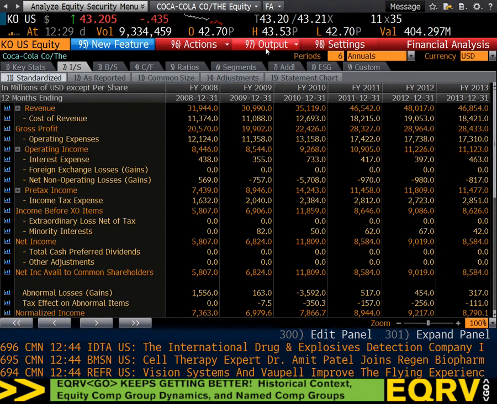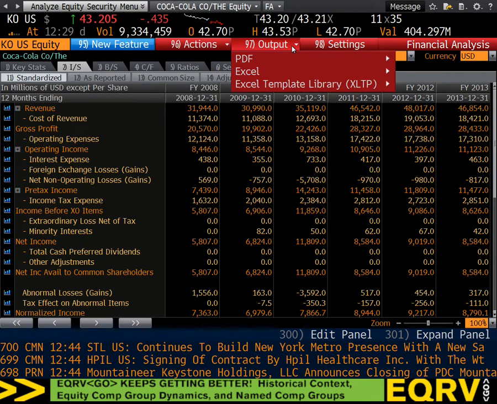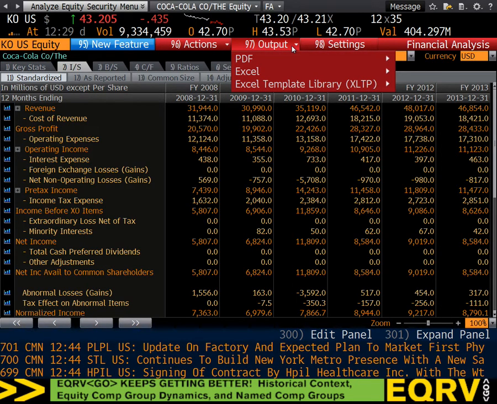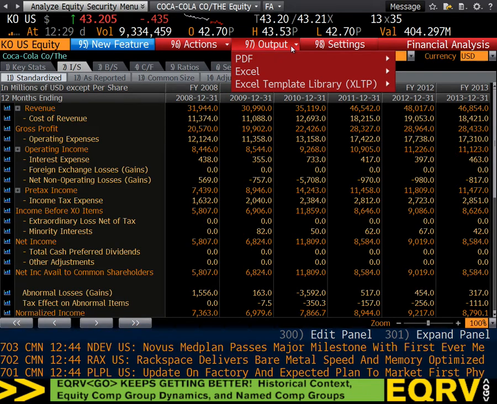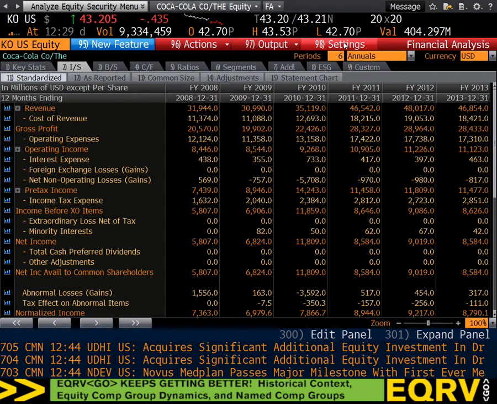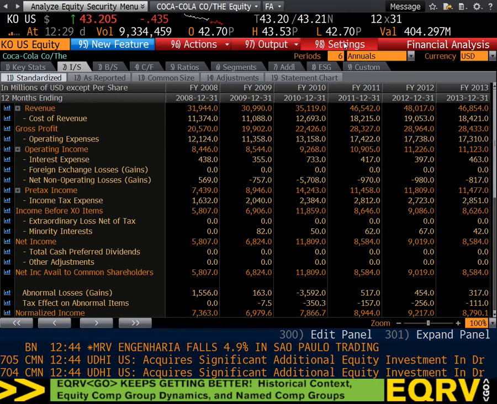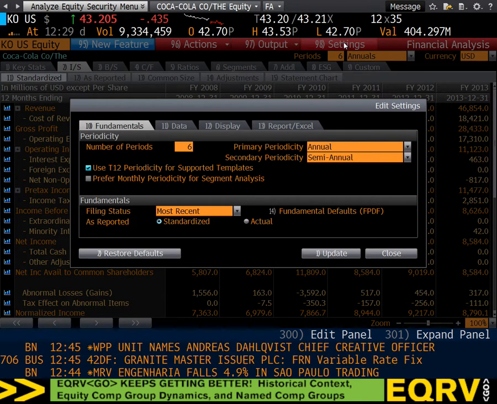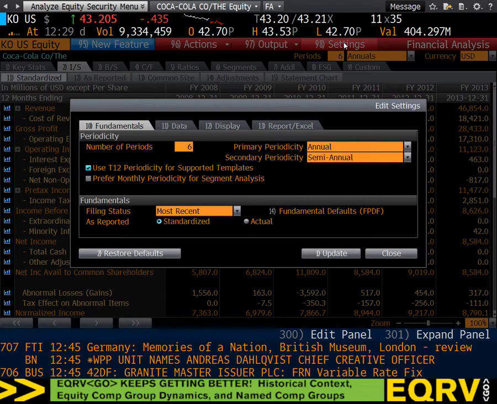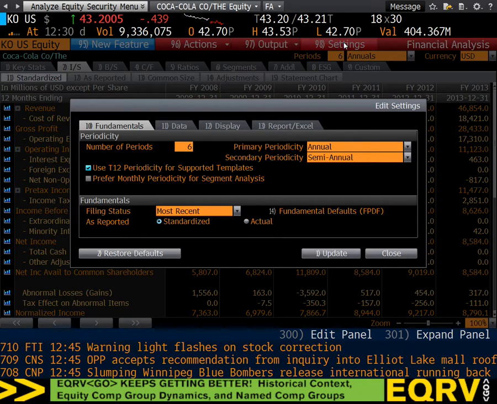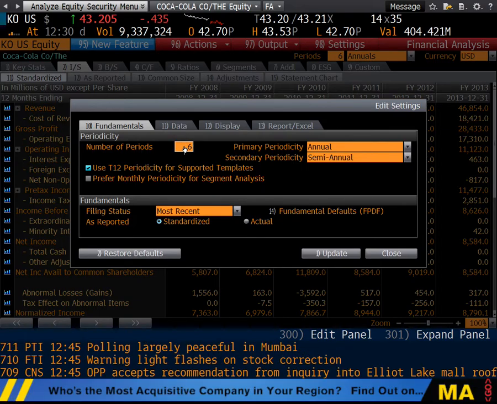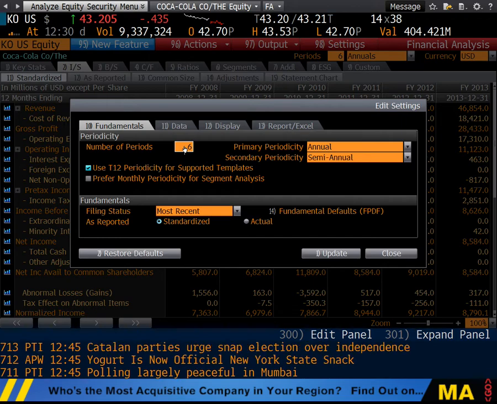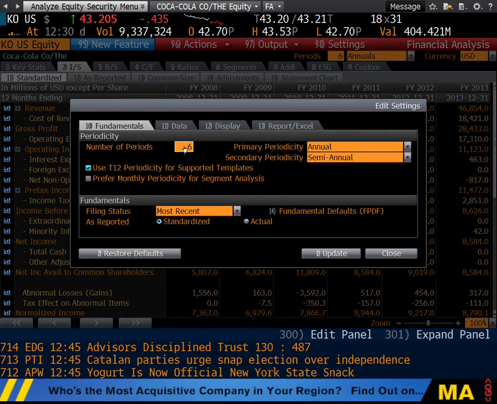All right, so output. We're going to output this to Excel, but before we do, so we have it in the proper format, we want to make sure we have it in the right settings. So you will need to adjust your settings in Bloomberg to these settings. Specifically, number of periods, we're going to make 6. So we're going to have 6 historical years' worth of data. Bloomberg has more than that in its database, but we're going to have 6 years.